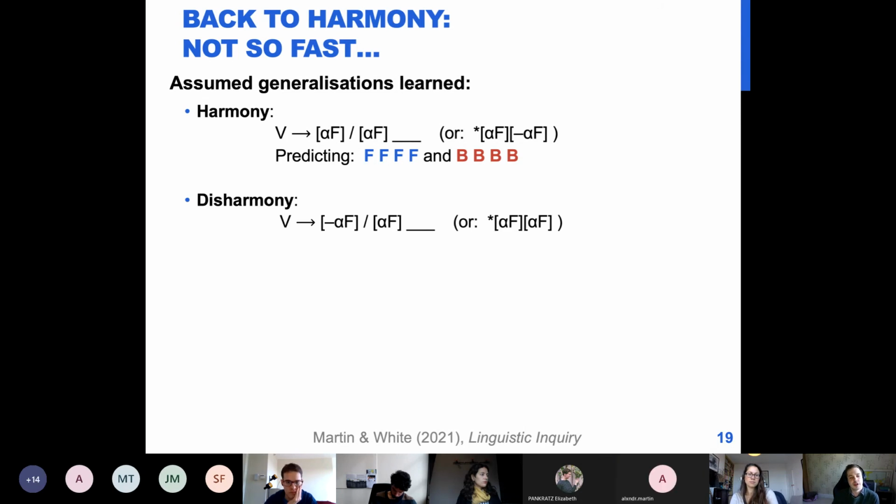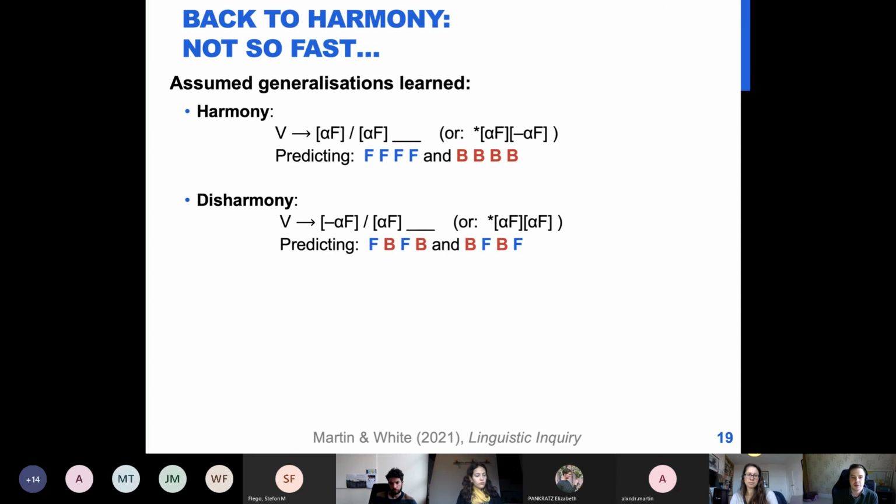And in disharmony, the assumption is that people have learned this kind of generalization. So a vowel takes on the opposite feature of a preceding vowel, or don't have matching vowels next to each other if you formalize it as a constraint. And again, either way, that predicts that what people have learned is that it's okay to have these alternating patterns. So front, back, or back, front, back, front.